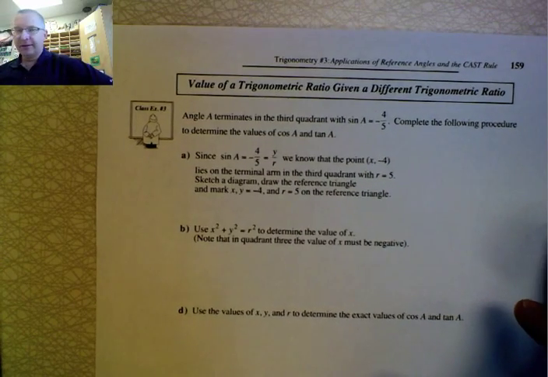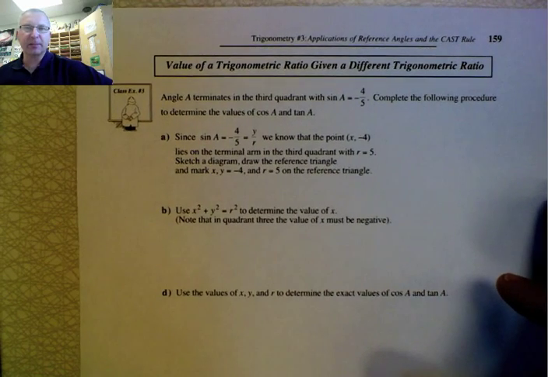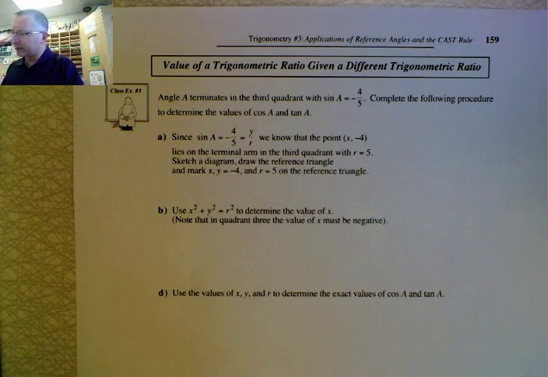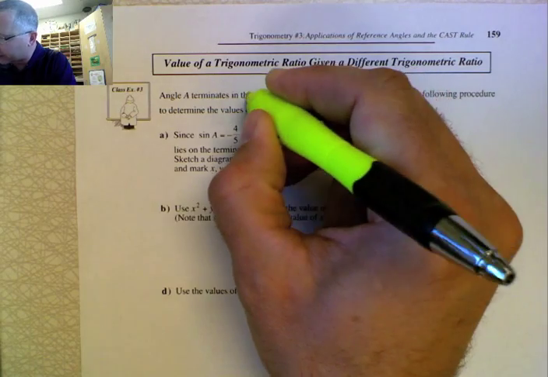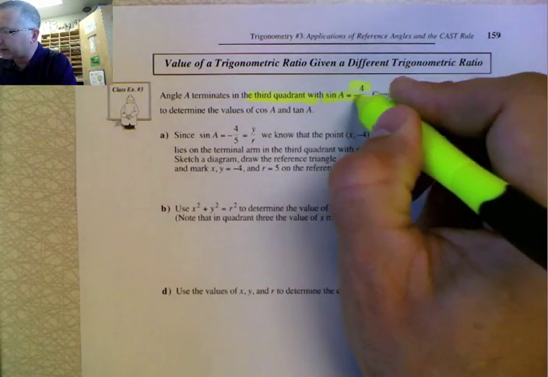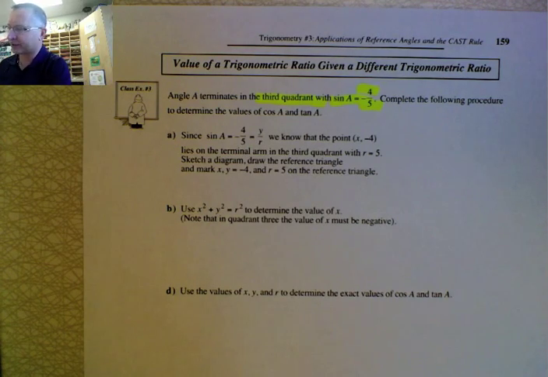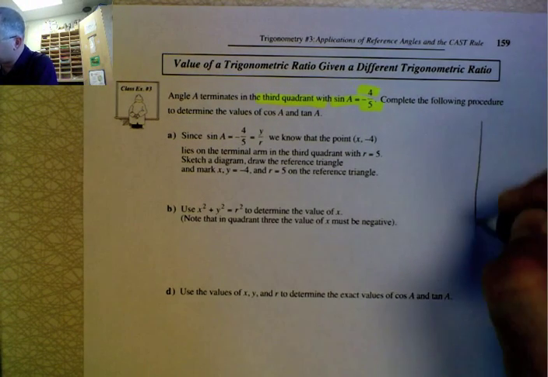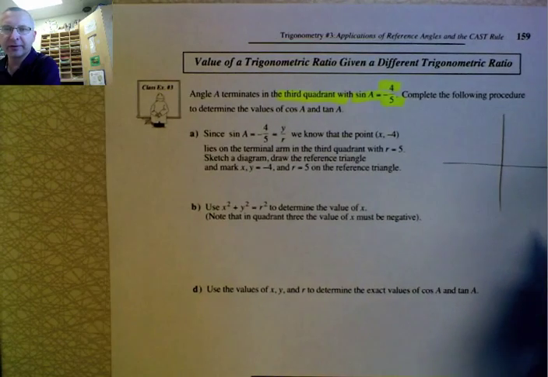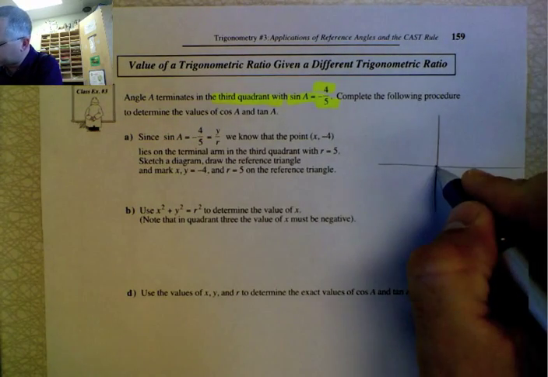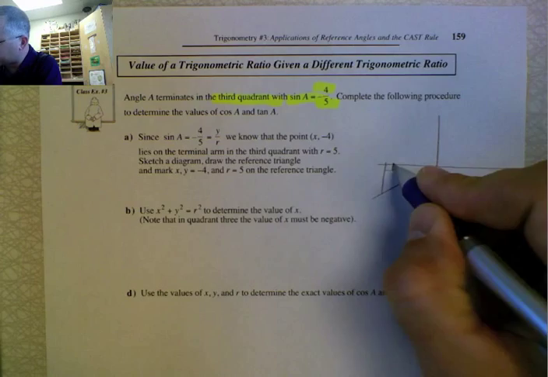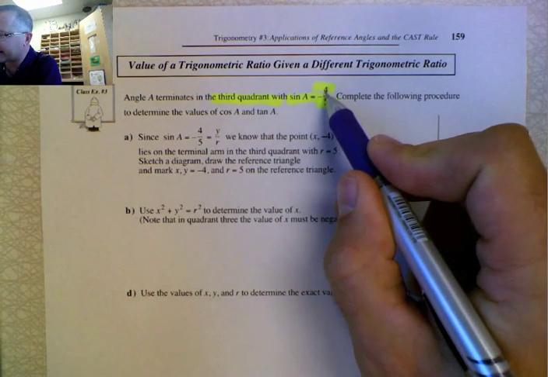All right, sometimes instead of giving us a point, what they give us as information is they tell us the quadrant we're in and they tell us one of our ratios. So we can use that to sketch a diagram. Tells us we're in the third quadrant. So we're in the third quadrant, so we're going to draw a right triangle here. It says sine is negative 4/5.